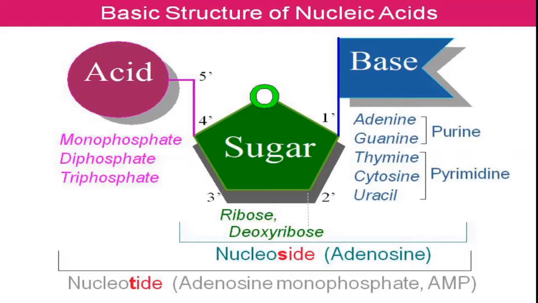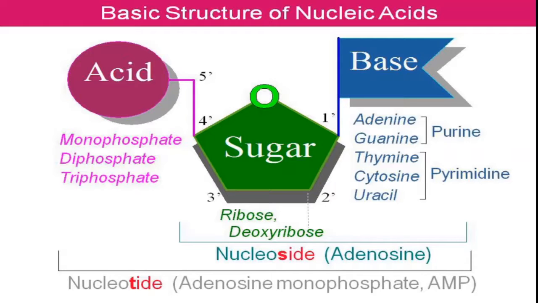The one is the base, which is a nitrogen base. Another is the sugar, and the third one is the acid. The nitrogen bases are of two types, purines and pyrimidines. Purines are heterocyclic ring structures, and there are two types, adenine and guanine. Whereas pyrimidines are of three types: thymine, cytosine and uracil.